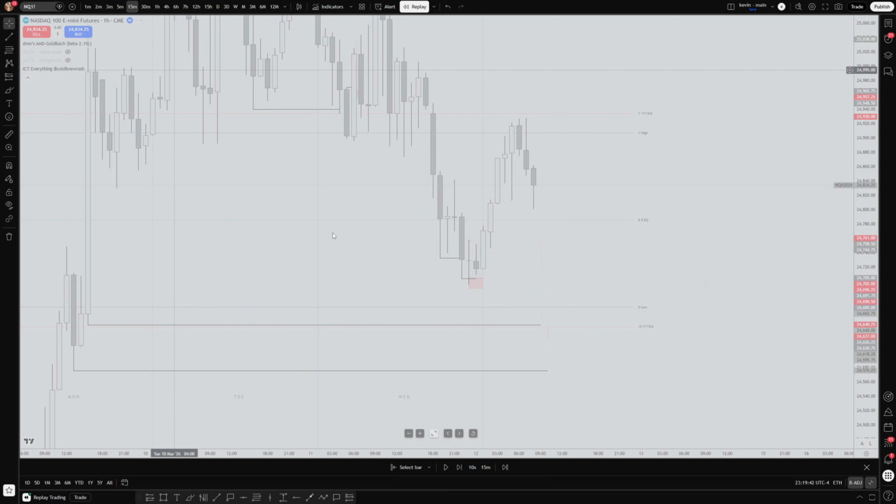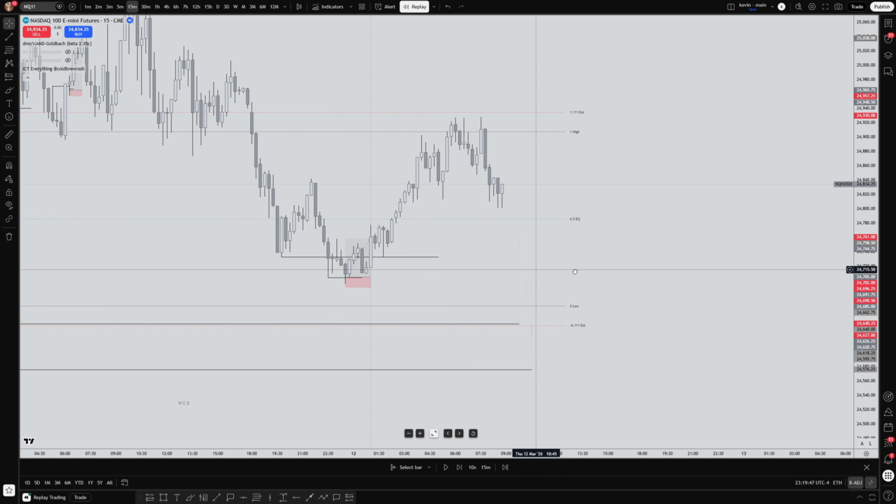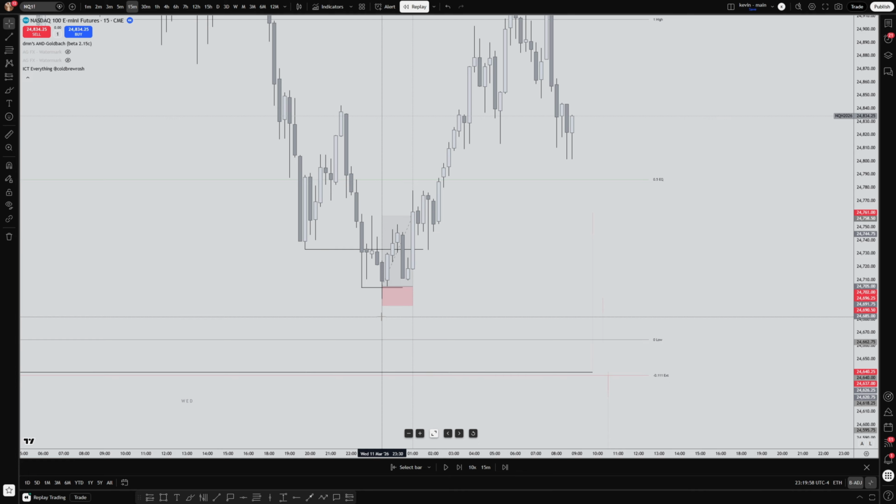From what we can see with candles. We sweep this 1 hour low. The higher the time frame, the better the low. We sweep it, but that's not enough. I want to see another sweep. And on that second sweep, that's where my entry is.